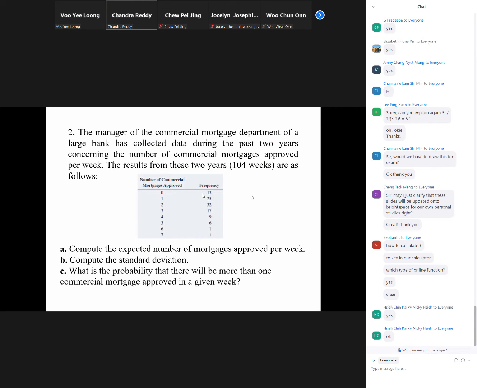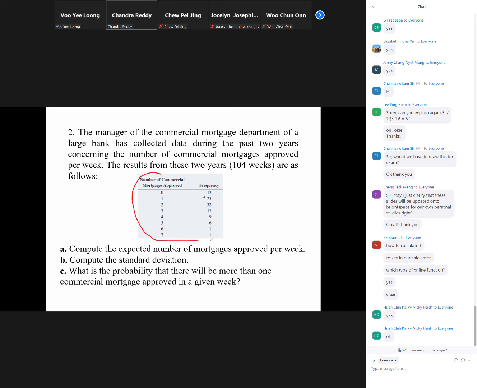Okay, so let us look at the next question. So this is a similar question. Let us read through. So the manager of the commercial mortgage department of a large bank has collected data during the past 2 years concerning the number of commercial mortgages approved per week. So the results from these 2 years, meaning 104 weeks, are given. So the consolidated data is given.